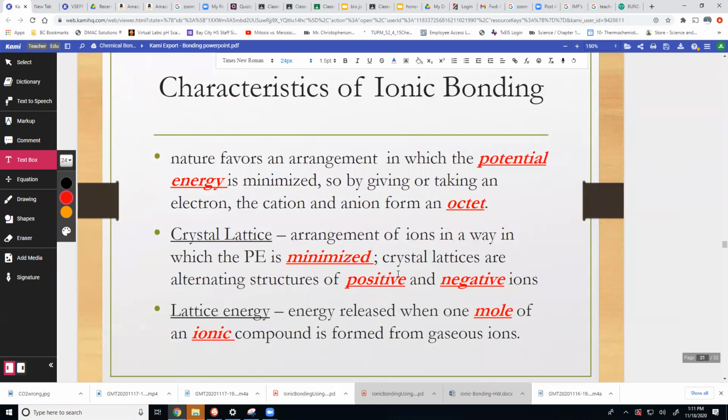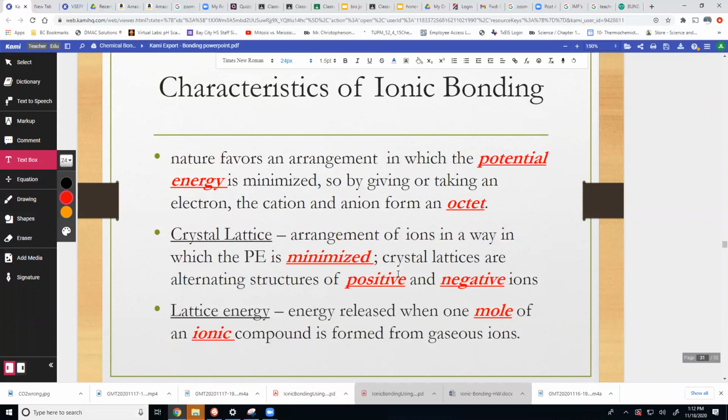All right, some characteristics of ionic bonding. It's favored that they will come together in such a way that the potential energy is minimized. We've talked about that before. If there wasn't a reason for the elements to come together and lower their energy, then they would just stay elements. They wouldn't form compounds.